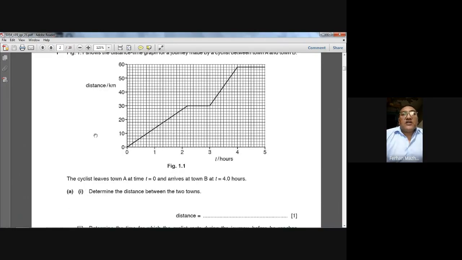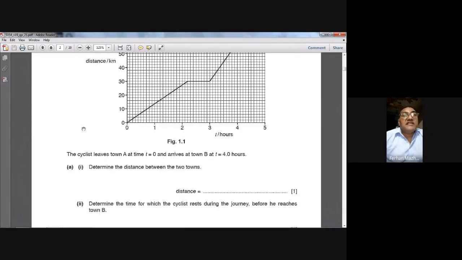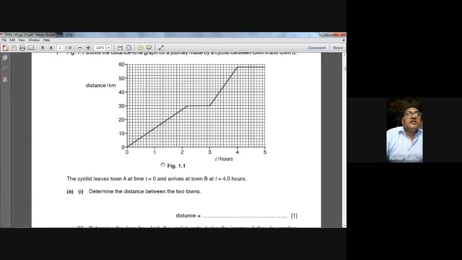The cyclist leaves town A at time equals 0 and arrives at town B at time equals 4 hours. Question A, part 1: determine the distance between the two towns. This question is very simple. At the point O he was in town A, and at 4 hours he was here, at town B. So how much is this distance?